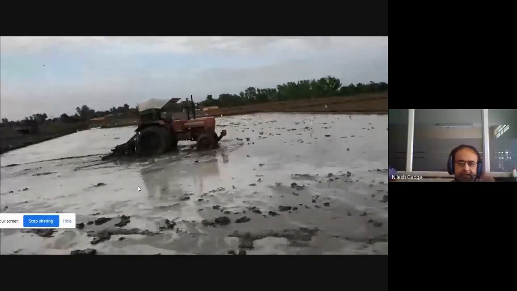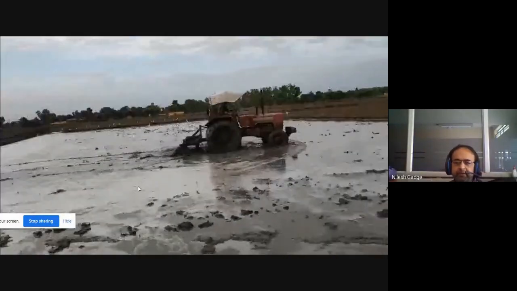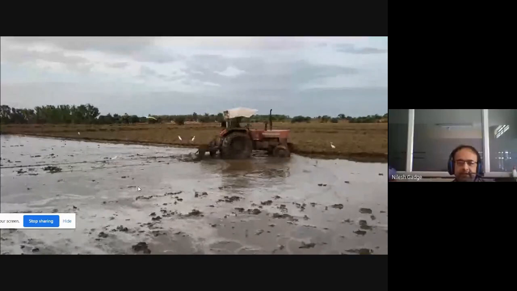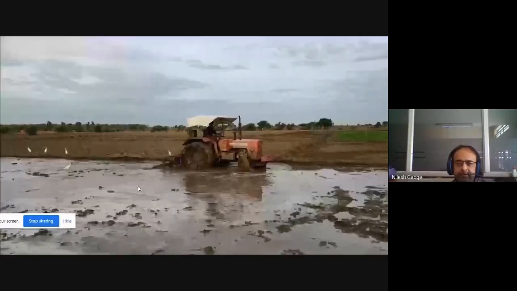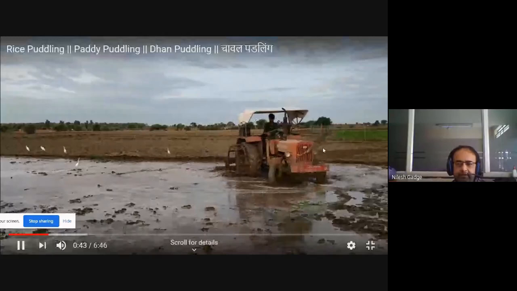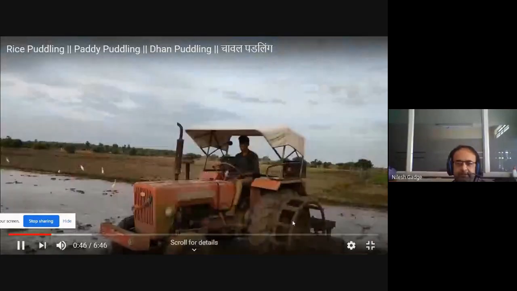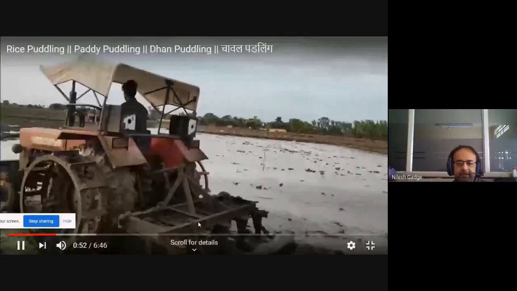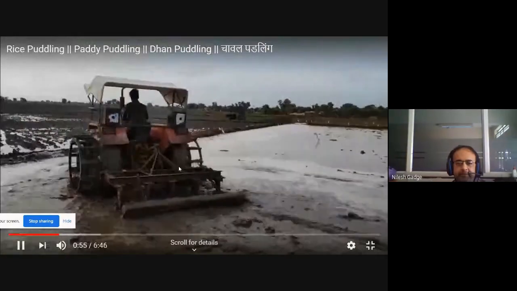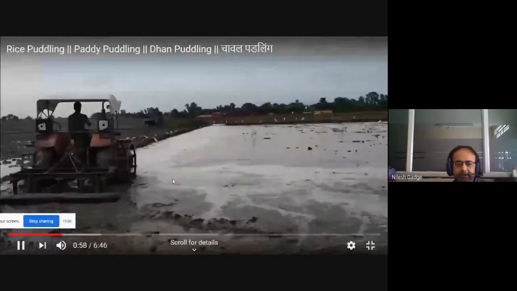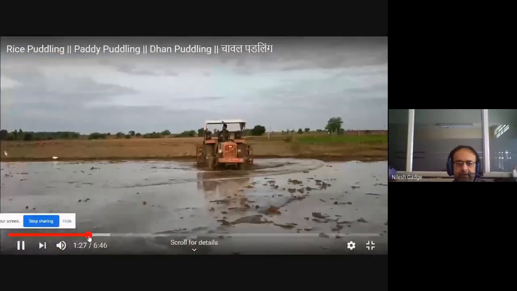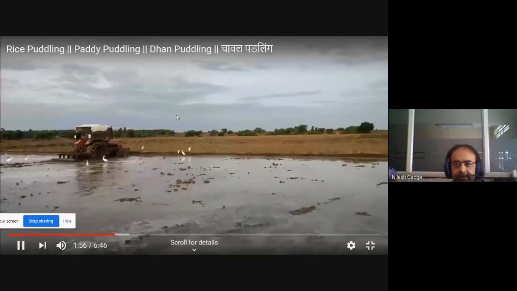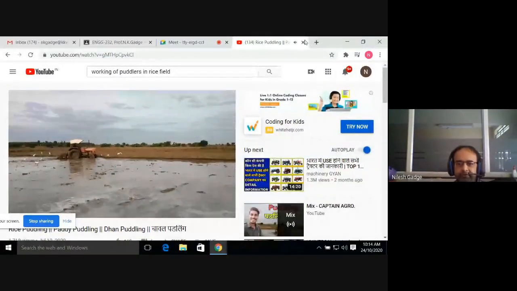Churning of the soil takes place because of the puddling operation. So puddling is done in rice fields. So this is the puddler. This wheel is a puddler. And one type of cultivator or leveler is also arranged behind this frame. Churning of the soil takes place because of this puddling. So we have seen short videos of this one.